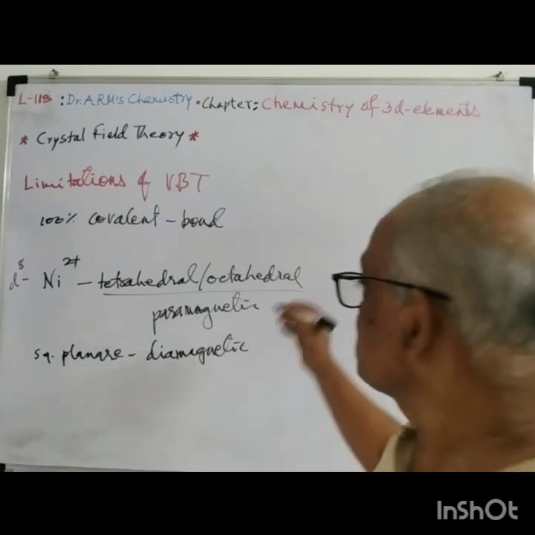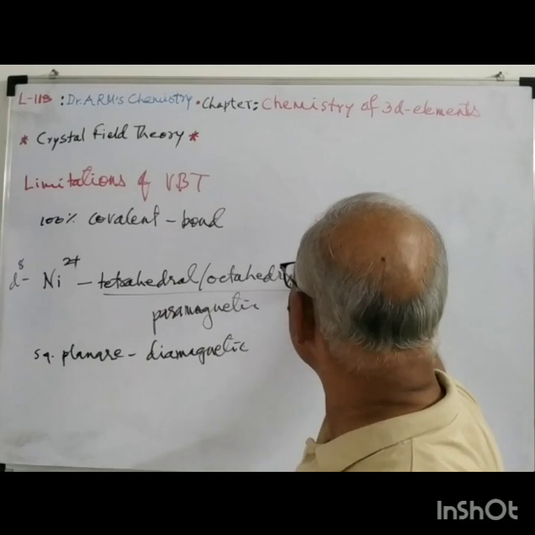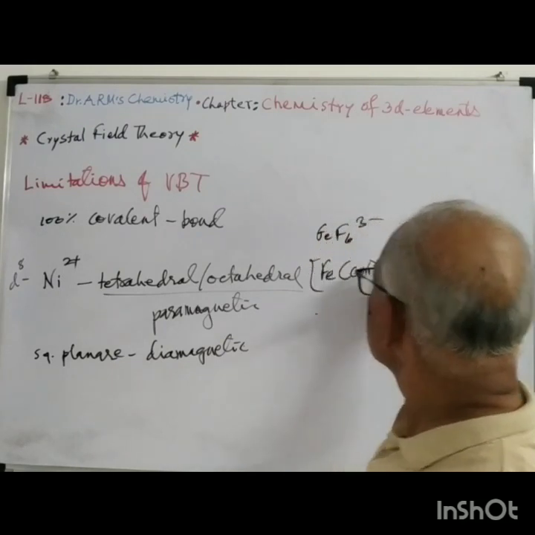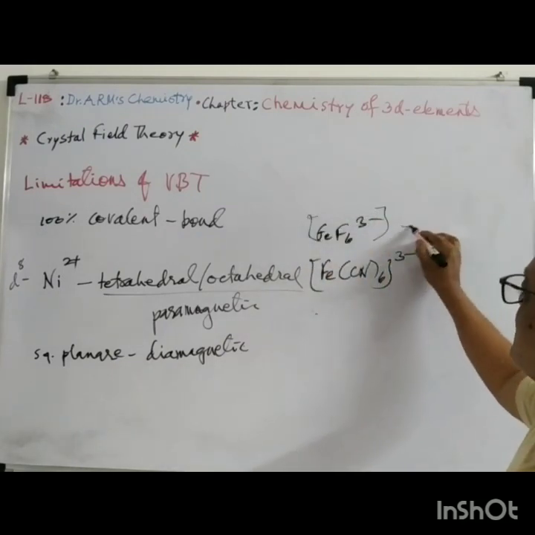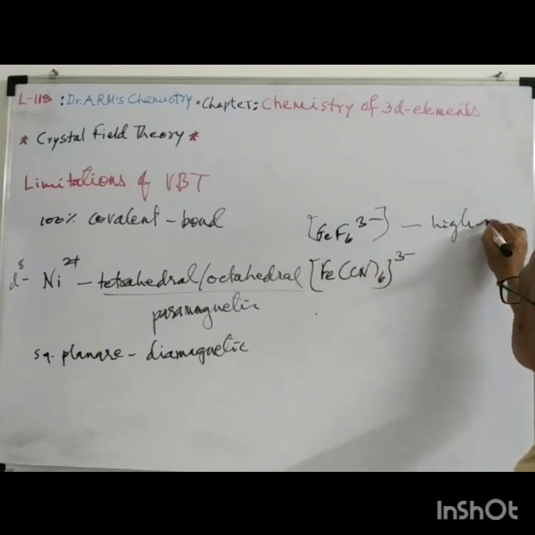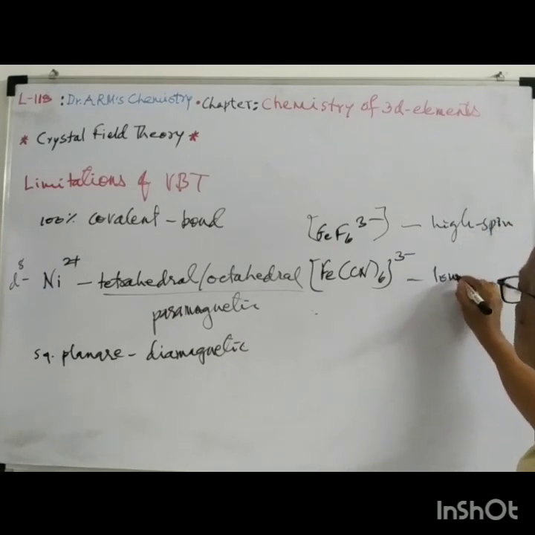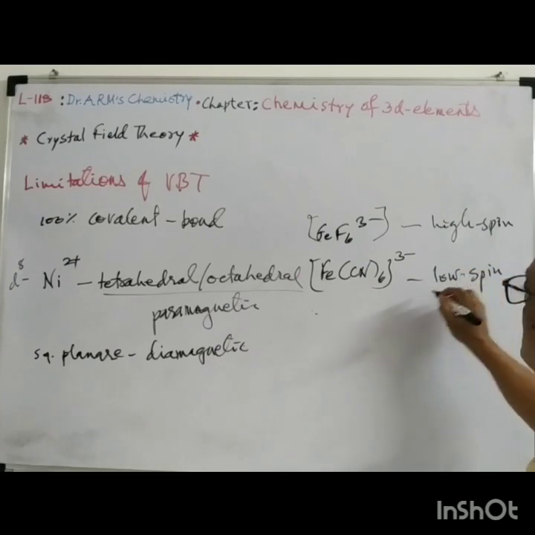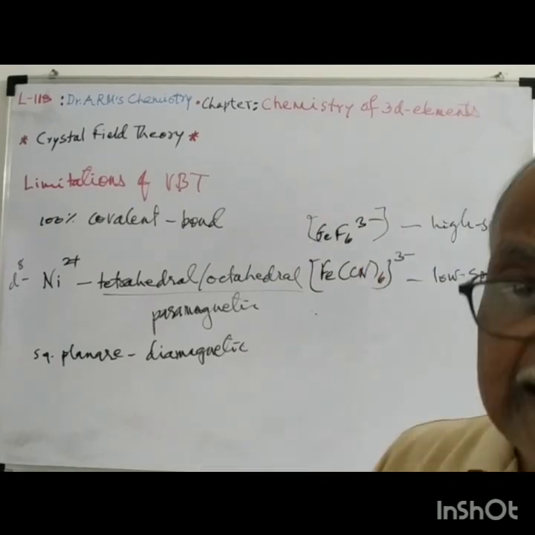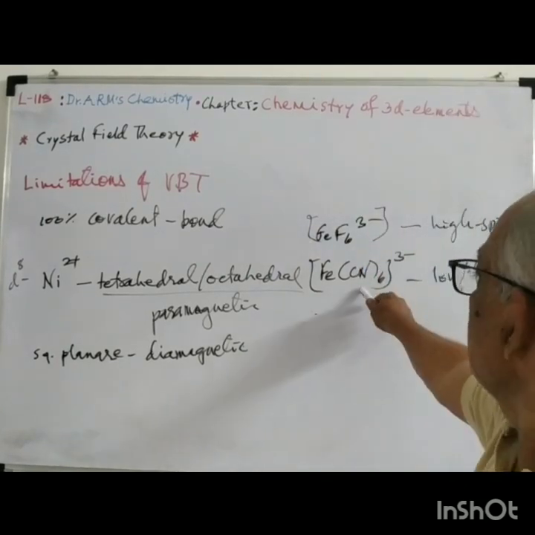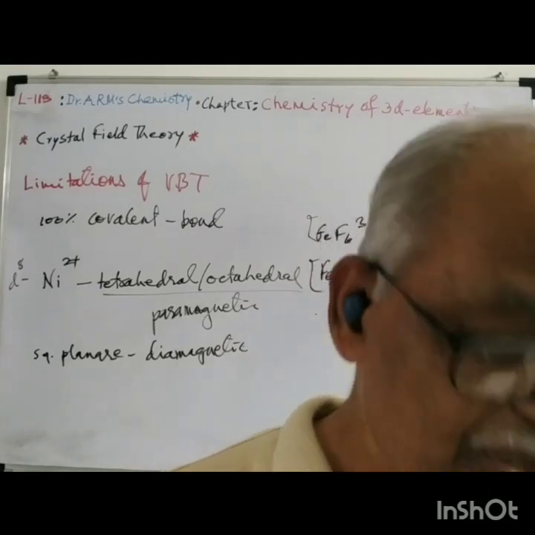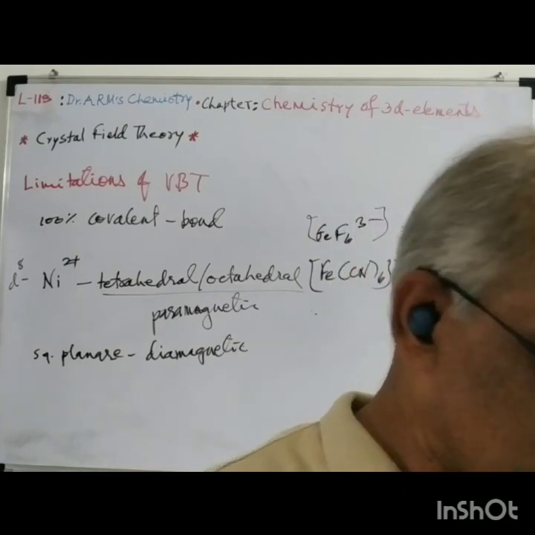In the earlier example, we have seen FeF6 3- and Fe(CN)6 3-. These are two different complexes, but in this case, we find that this is a high spin and this is a low spin complex. So there is a difference between ligands. Means we can see that some ligands are associated with a low spin complex, whereas some ligands are associated with a high spin complex. Such type of interpretation is not provided by VBT.